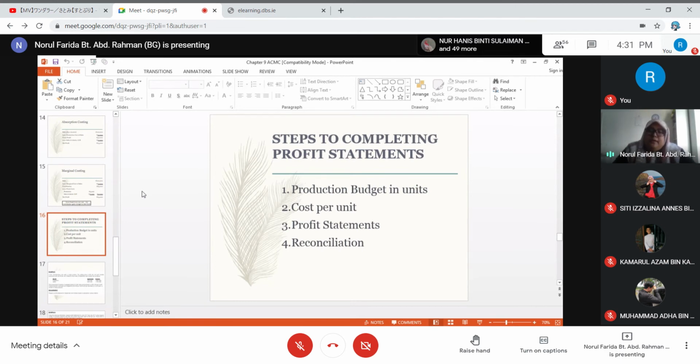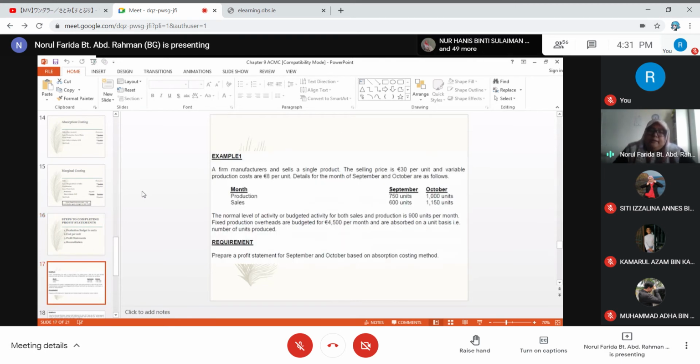Alright, so let's look into example 1. Example 1 on page 3. A firm manufactures and sells a single product. The selling price is 30 per unit and variable production cost are 8 per unit. Details for the month of September and October are as follows.